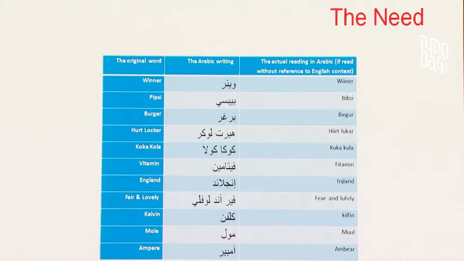For example, if we look at this table, the word winner in English, if it is written in Arabic, it is written this way. To read it, if I don't know English or I'm looking at the Arabic word, actually I would read winner. And for Pepsi Cola, actually what we have been knowing Pepsi, it is Bibsi, because we don't have the P sound in Arabic. So this is Bibsi Cola.